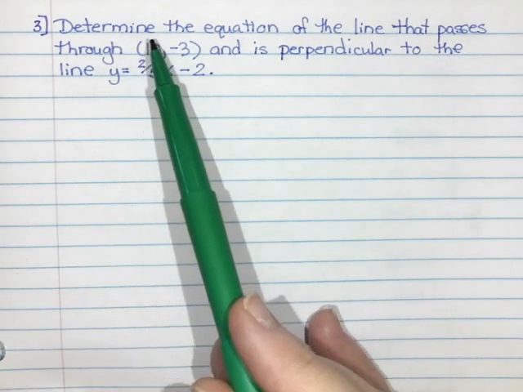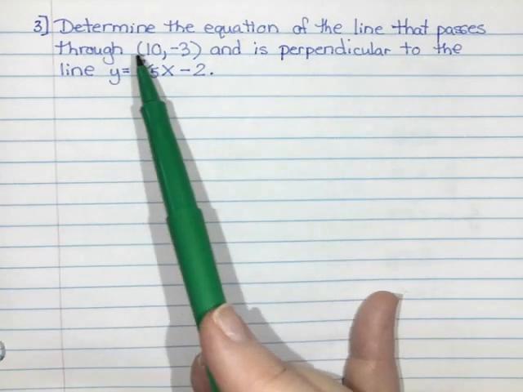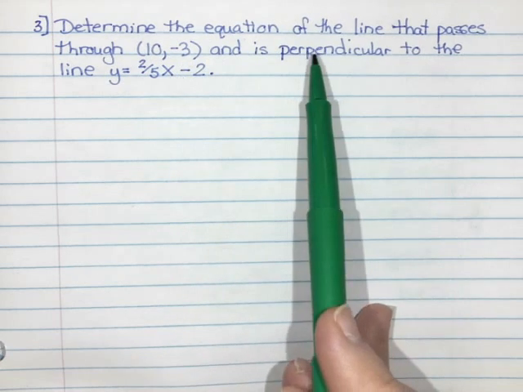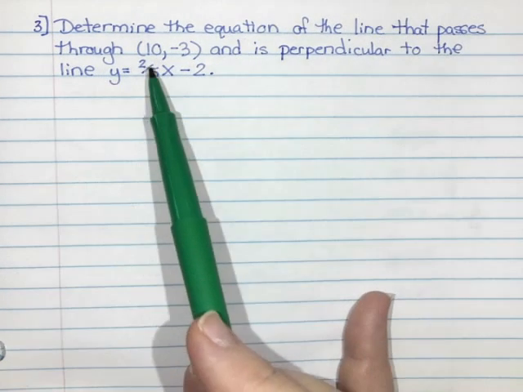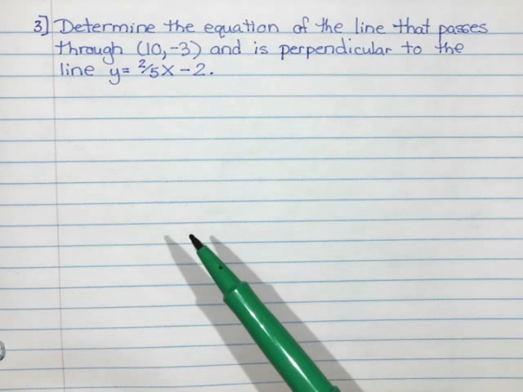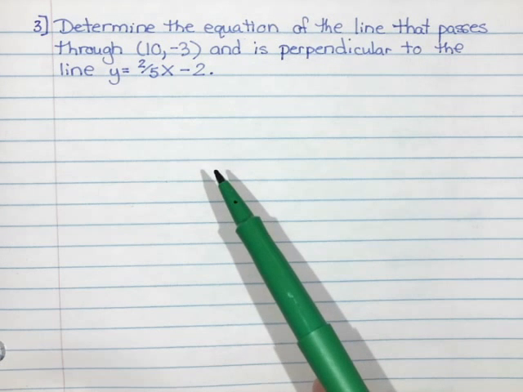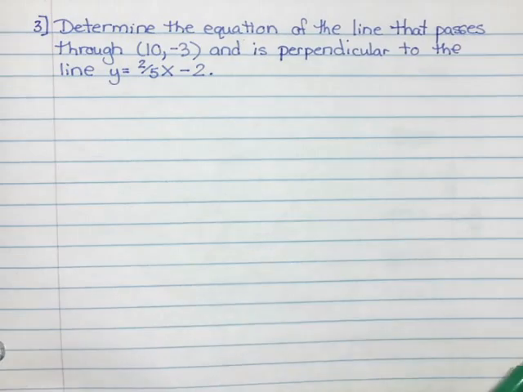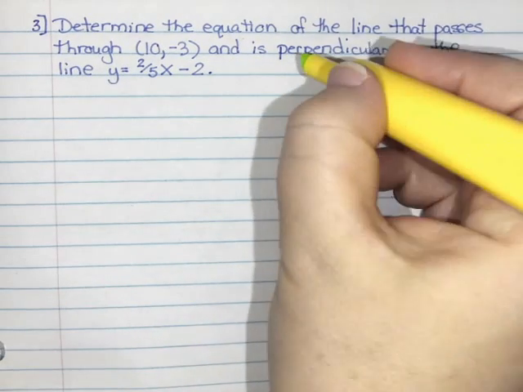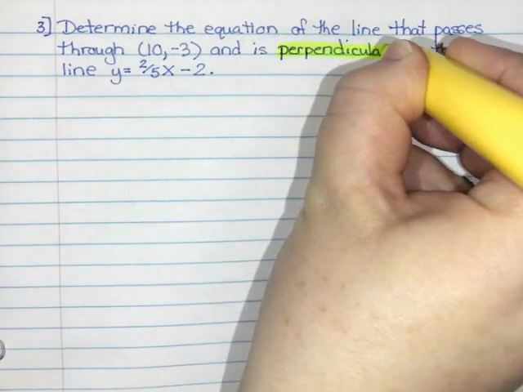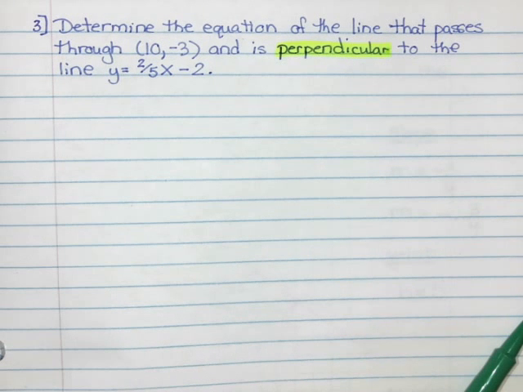So our question says, determine the equation of a line that passes through (10, -3) and is perpendicular to the line y equals 2/5 x minus 2. Okay, this looks really familiar. I feel like we just did this question. The only difference is, instead of parallel, we are doing perpendicular this time.